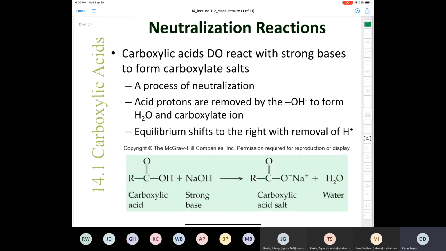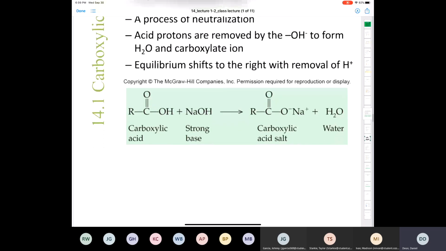Well, let's talk about neutralization reactions. It says here that carboxylic acids do react with strong bases to form carboxylate salts in a process called neutralization. The acid protons are removed by the hydroxide to form water and a carboxylate, and the equilibrium shifts to the right with the removal of a hydrogen.